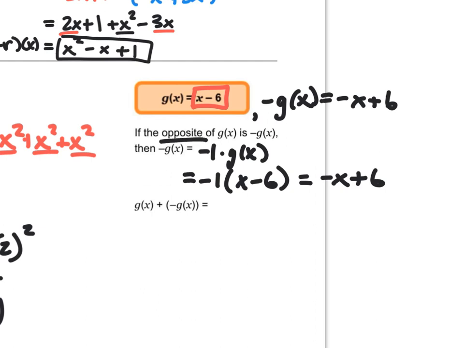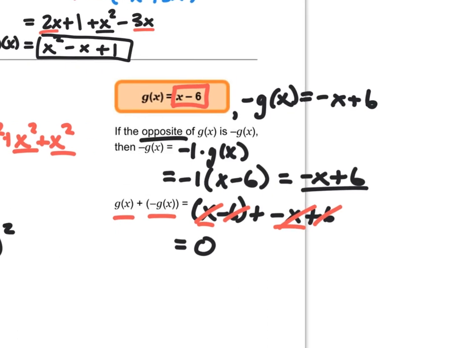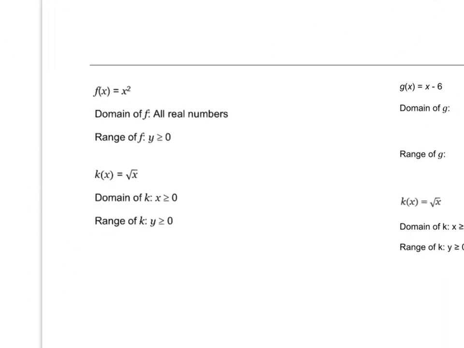So as a result, if I wanted to take g of x plus negative g of x, then I'm really just doing x minus 6 plus the opposite of that function, which is negative x plus 6. And as a result, you get x minus an x, which becomes 0. You get negative 6 plus 6, which gives us 0. So you just get a whole value of 0. So taking a function and then completely subtracting that function, or adding the negative, is just going to give you 0 every time. All right. Okay, let's take a look.